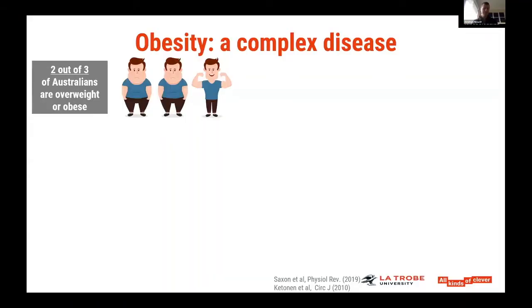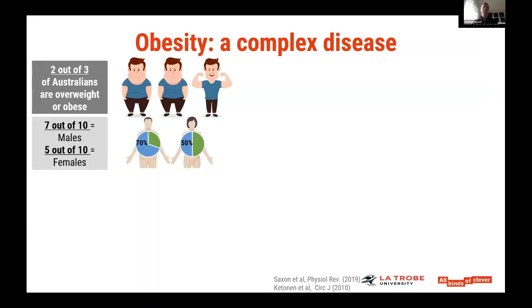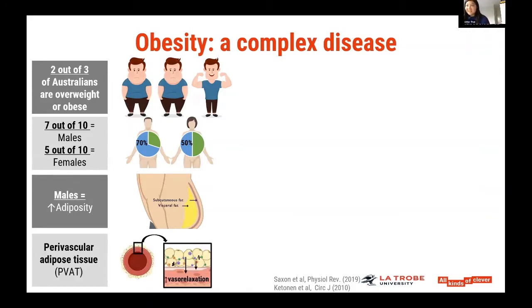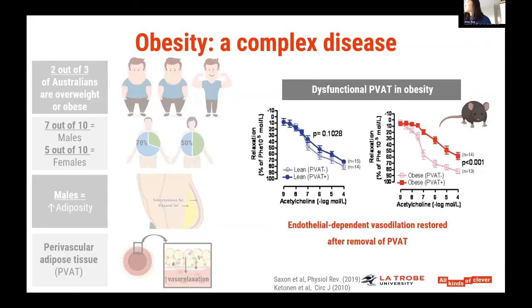Thank you. Obesity is a complex disease that affects 2 out of 3 Australians, 70% of which are males, as they favourably gain more visceral adipose tissue, of which includes, and is the focus of my study, perivascular adipose tissue, or PVAT.